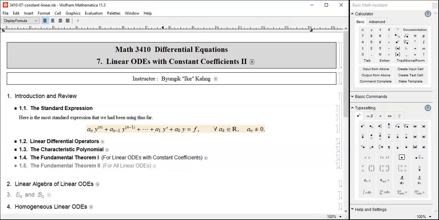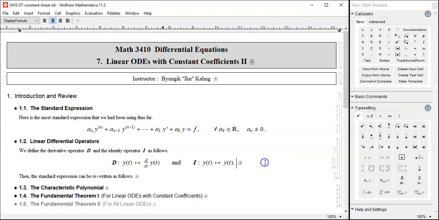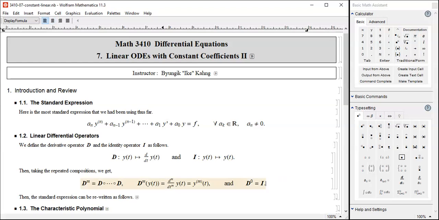Like before, let's simplify the left-hand side by introducing some differential operators. Let's begin with these two, D for the derivative operator and I for the identity operator. And then we can define D to the mth power as the repeated application by composition, and so on, repeated m times. So what do you mean by that? We're just applying D, which means applying the derivative m times. So what do you get? Of course, the mth derivative.